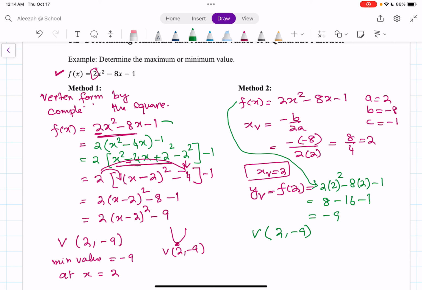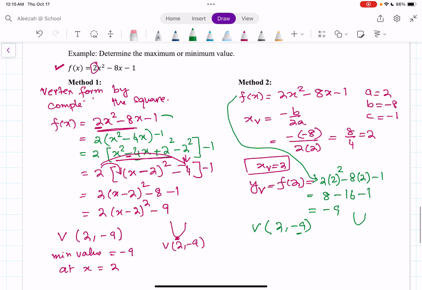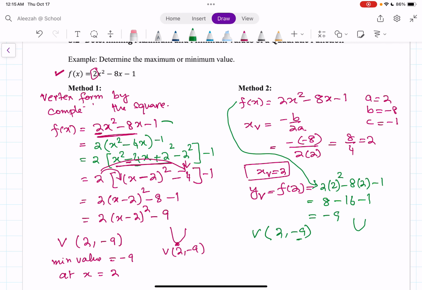Once you have the vertex, you can tell the graph opens upward. So negative 9 is the minimum value, and the function has a minimum value of negative 9 at x equals 2. This is how we can find the maximum or minimum of a quadratic function by finding the vertex. We can either change into the vertex form, or we can simply find the vertex.